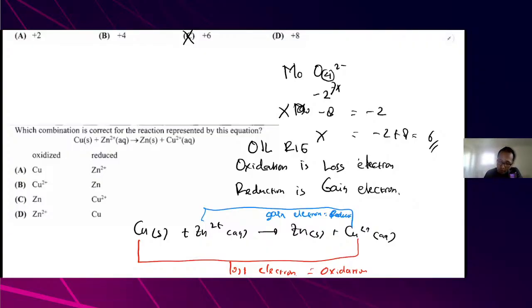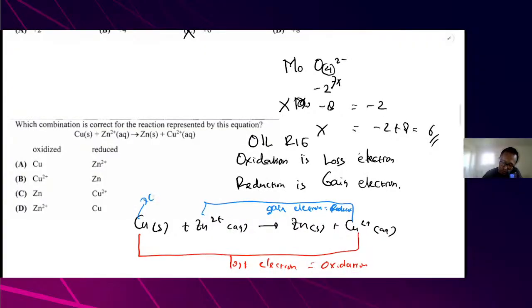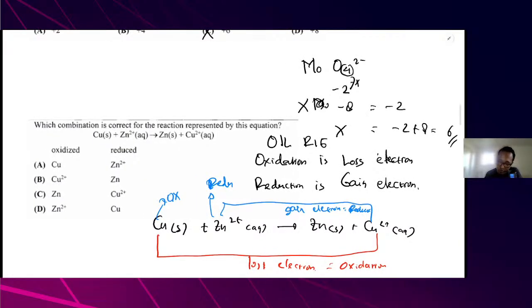Reduce. So oxidize is Co, and then reduce is what? Zn2+. Okay, so now matching up with this option, CO is oxidized, Zn2+ is reduced. So the answer will be A.